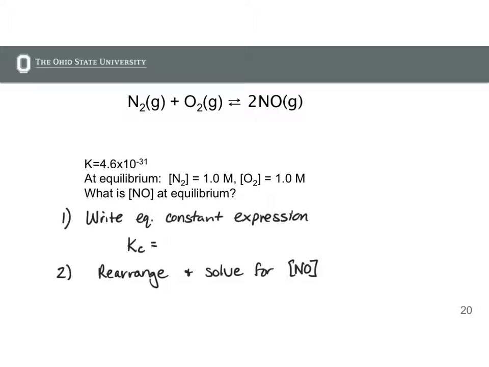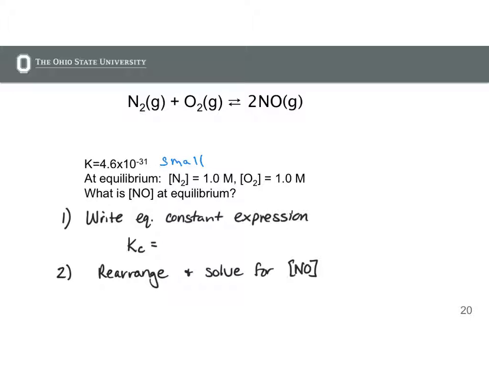Okay, so here's another one. I'll have you all work this one as well. So we have nitrogen plus oxygen in equilibrium with nitrogen monoxide, all gases. The K value here is 4.6 times 10 to the minus 31. So this is very small.